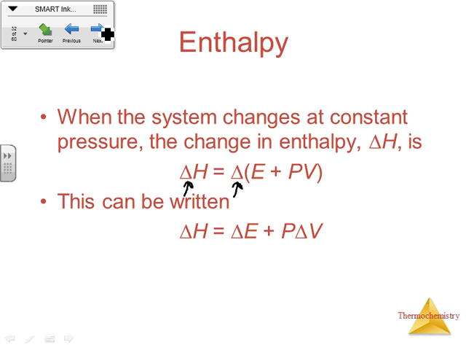And that can also be written if we distribute this. Now again, this is at constant pressure, so the P doesn't need a delta because it's not changing, okay? Delta E plus P times delta V, okay? Now we just talked about how this expression is actually equal to the opposite of work, right? Because work equals negative P times delta V, okay? So this expression right here is equal to negative W.